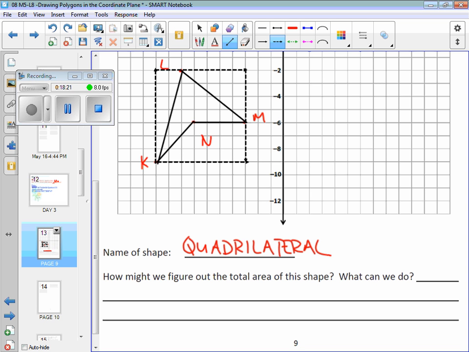We have a triangle here. If I were to label this, triangle 1 is good. Triangle 2 would be good. This, however, is not a triangle. Would this work? Yes. Let's check.